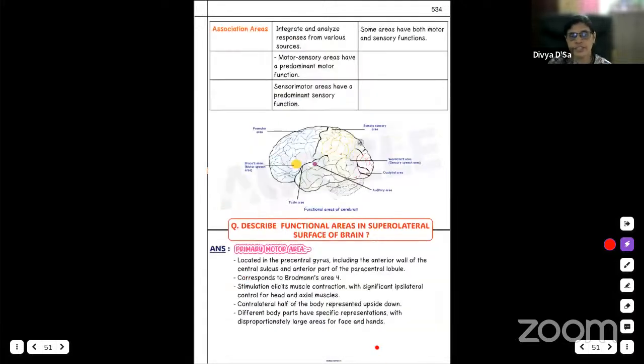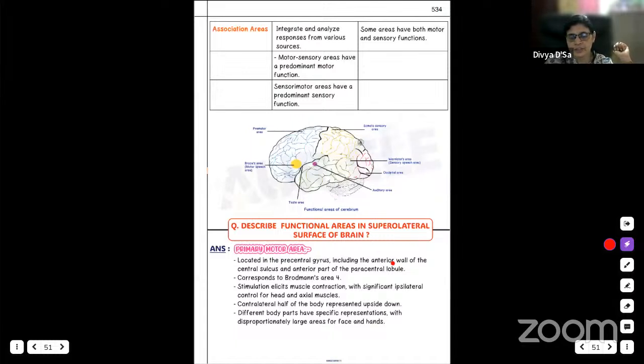Association areas: as the name says, they associate. So what do they do? They integrate and analyze the responses from various sources, the motor and sensory areas. Motor sensory areas will have a predominant motor function, whereas sensory motor areas will have a predominant sensory function, and some areas will have both functions.